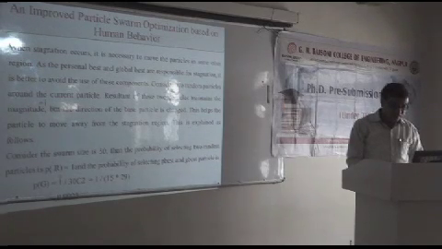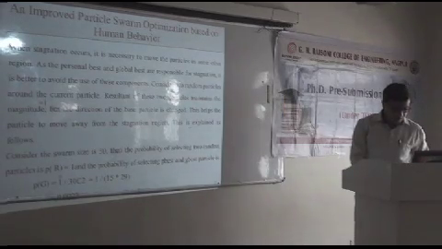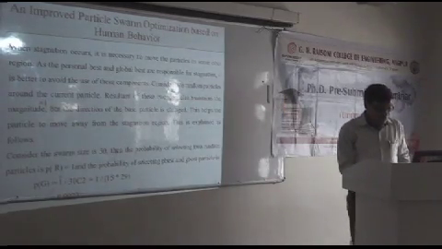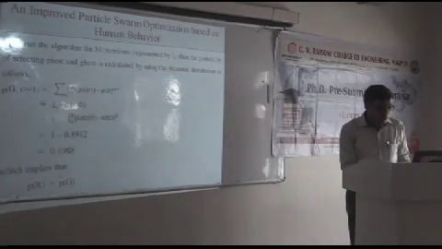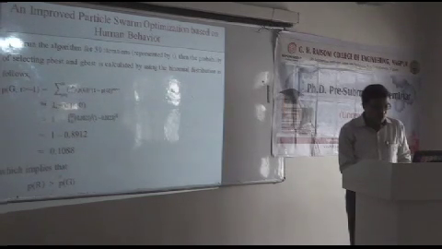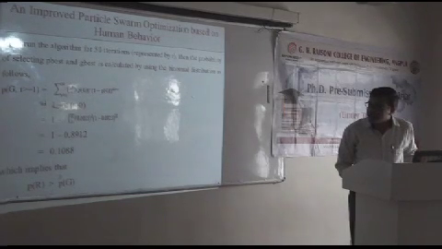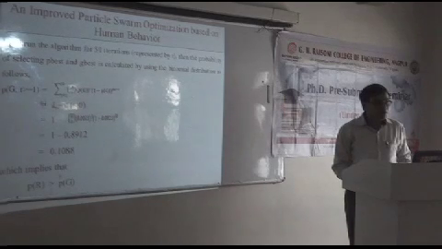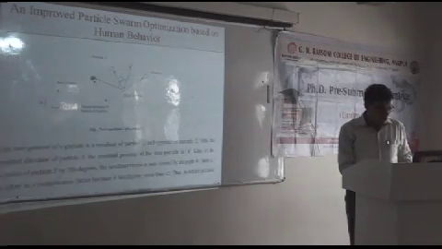So, consider the swarm size is 30, then the probability of selecting two random particles is P of R equals 1. But selecting the P-best and G-best is P of G, that is 0.0023. And when we run the algorithm for 50 iterations, that probability becomes 1.088, so P of R is greater than P of G. So selection of random particles gives better results as compared to selection of P-best and G-best.